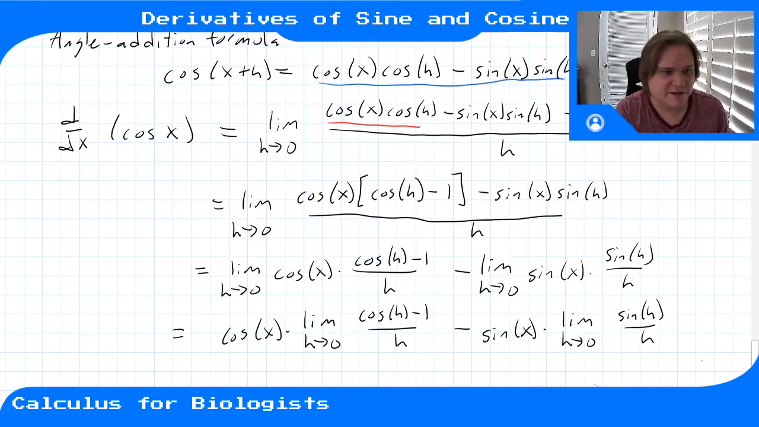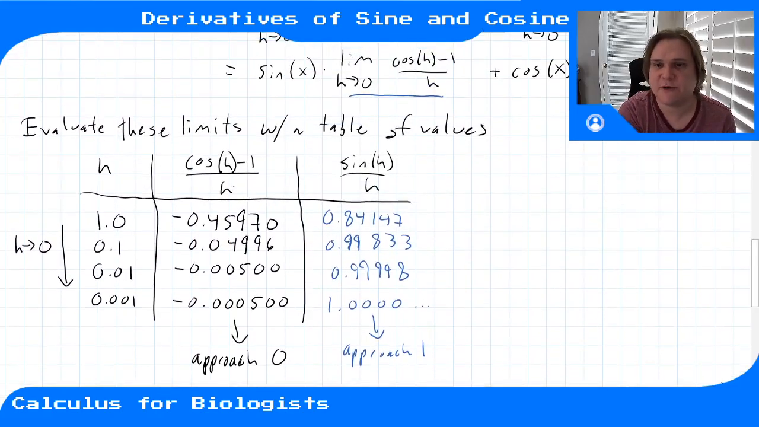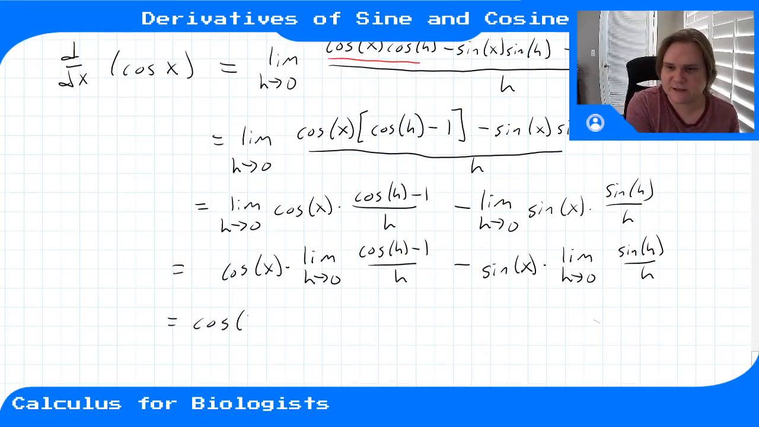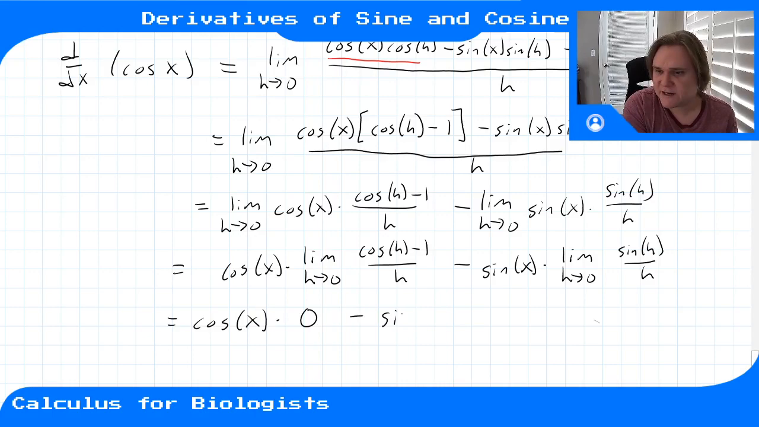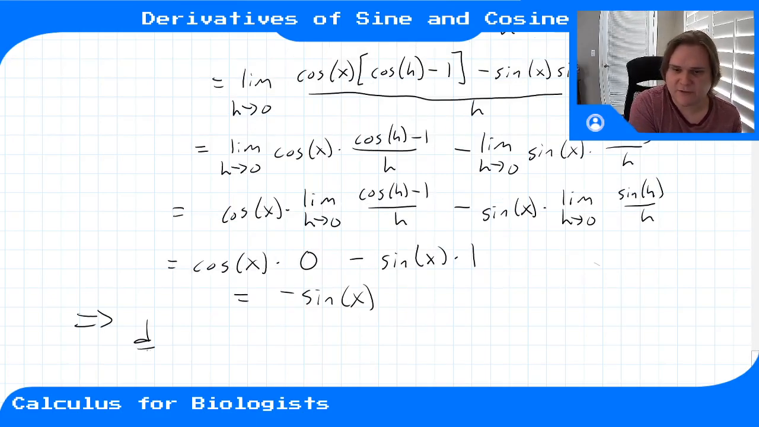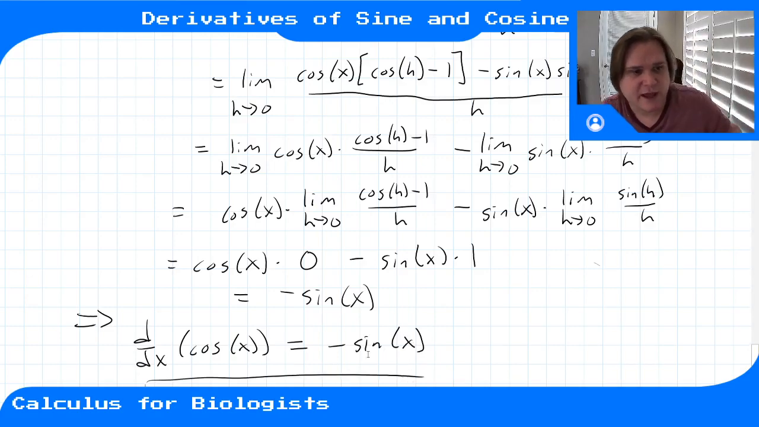And then we're left with something very similar to what we had when we were taking the derivative of sine. We have these two limits sitting right there, cosine of h minus 1 over h and sine of h over h. This one approached 0 and that one approached 1, right? So we already said what those limits were. So this gives us cosine of x times 0 minus sine of x times 1, which gives us just minus sine of x, right? Which we knew, we already said that was the derivative. The derivative of cosine is equal to minus sine of x, okay? And that's how we would show that these derivatives are actually these simple formulas, okay?